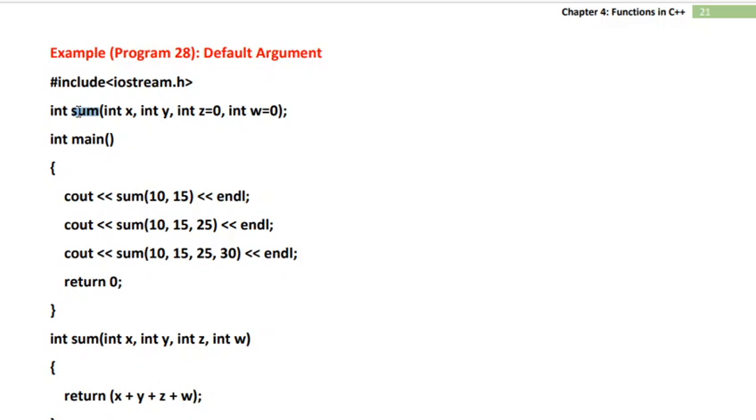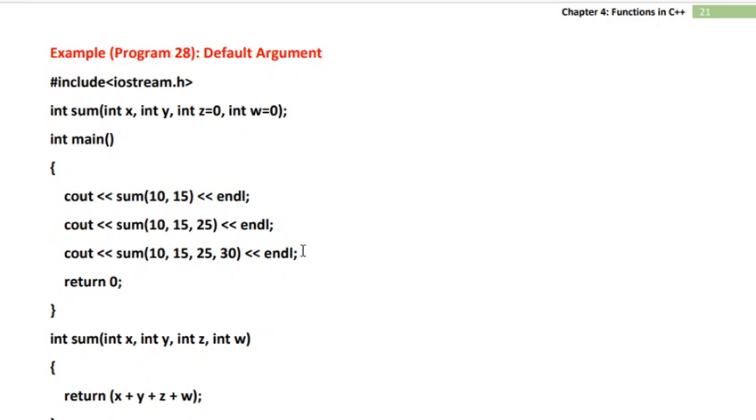So now whenever function sum is called, if the values of z and w are not provided, then it will take the default value 0 and 0 for z and w. So let us consider the three statements that are there, right?